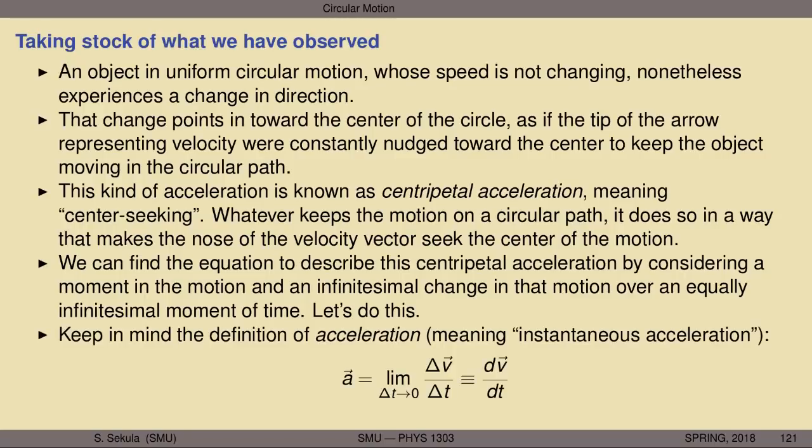And to do this, we have to keep in mind the definition of acceleration. And by that, of course, I mean instantaneous acceleration. Although I do not say that, when I say acceleration, instead of average acceleration, I always mean instantaneous. And the equation for that, vector a, is given by the average velocity in some extremely small piece of time, sending the slice of time over which you calculate the average to zero. And this is defined as the first derivative with respect to time of the velocity vector.